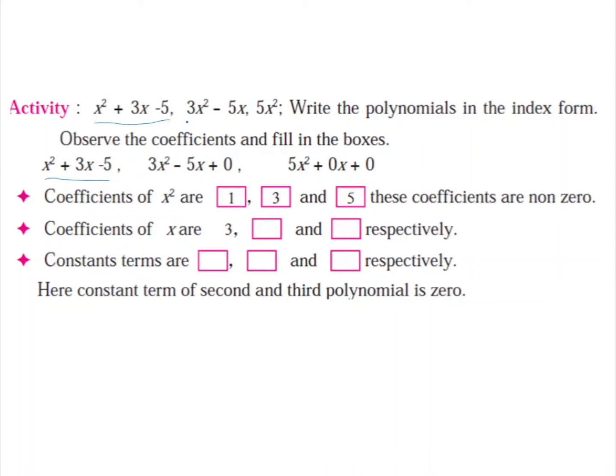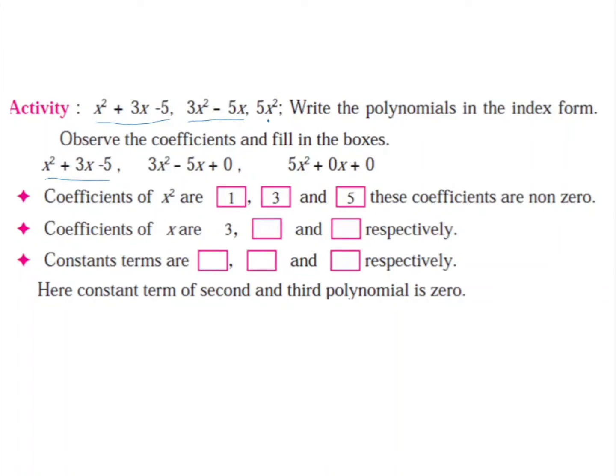Now the second polynomial is 3x square minus 5x. So the constant term is missing here. So first two terms are written as it is 3x square minus 5x, and as the constant term is missing here, the constant term is added, that's 0. So the polynomial becomes 3x square minus 5x plus 0, because if we add 0 to any other expression or any other number, the expression remains the same. So that will not be any difference to the expression. That's why we have added here 0.